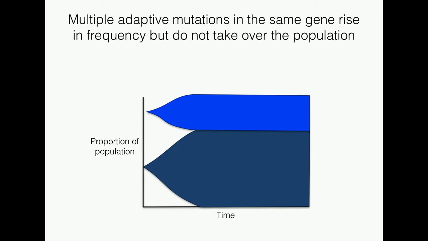So the picture we kind of want to have in mind is the following. It's kind of similar to the picture of the megaplate. Sometime in the past, a stress appears, a new antibiotic is being used. Because the population size is so large, multiple different clones discover a way to overcome that stress. Both of them go up in frequency, but neither of them takes over, and diversity maintains itself for a long time.